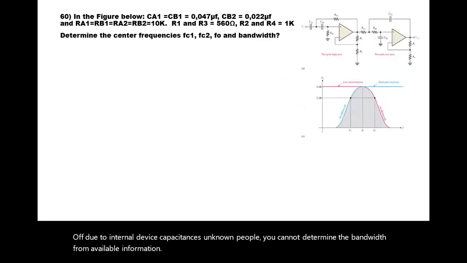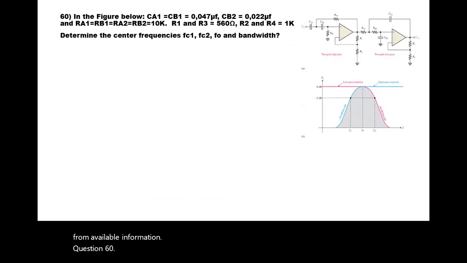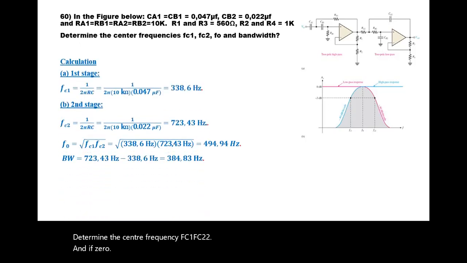Question 60. In the figure below, CA1 is CB1, 0.047 microfarad, CB2 0.022 microfarad, RA1, RB1, RA2, RB2 are all equal to 10K. R1 and R3 are 560 ohm. R2 and R4 are equal to 1K. Determine the center frequencies FC1, FC2, and F0, as well as the bandwidth.